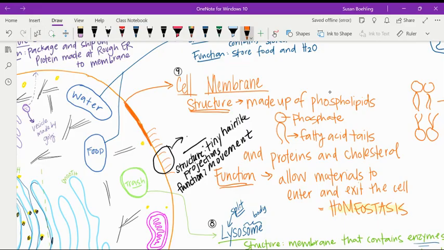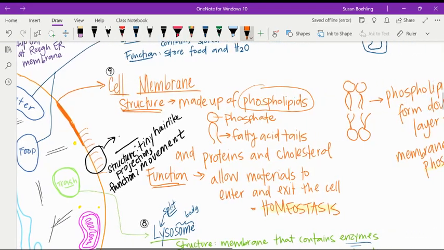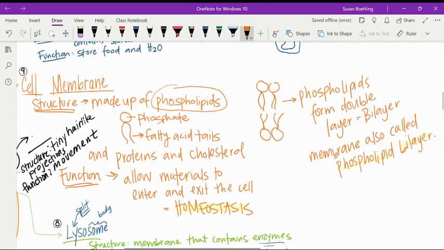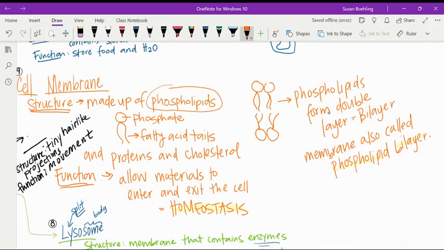It is made out of primarily phospholipids. We've talked about phospholipids before. Phospholipids form this membrane by creating a double layer. Remember, these are the 2 fatty acid tails, and this is the phosphate head connected to the glycerol. I don't know if you recall that from last unit.